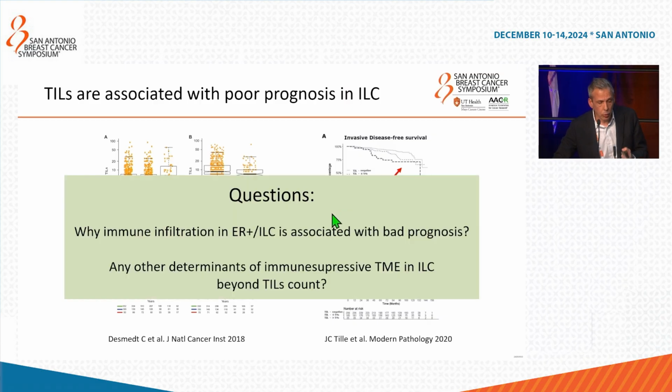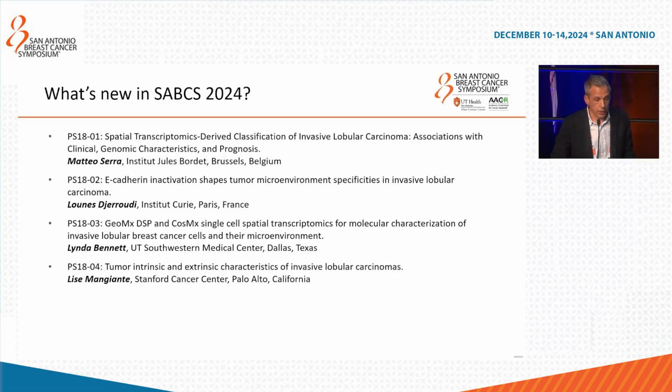And so the question here is why? Why is immune infiltration in ER positive and lobular breast cancer associated with bad prognosis? And are there any other determinants of an immunosuppressive TME in lobular cancer beyond these TIL counts? And this is what I'm going to discuss here.